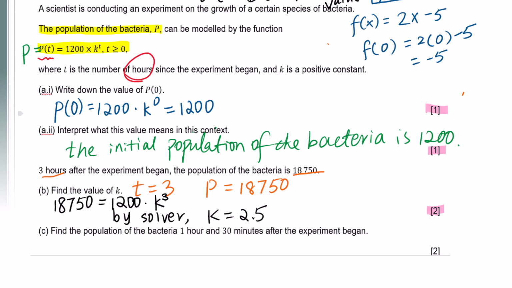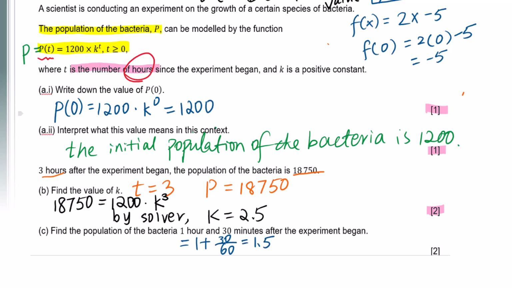Go to part C. Find the population of bacteria 1 hour and 30 minutes after the experiment began. Please pay attention to the unit of t. t is the number of hours. So 1 hour and 30 minutes, you need to change into hours. 1 plus 30 divided by 60 equals 1.5.